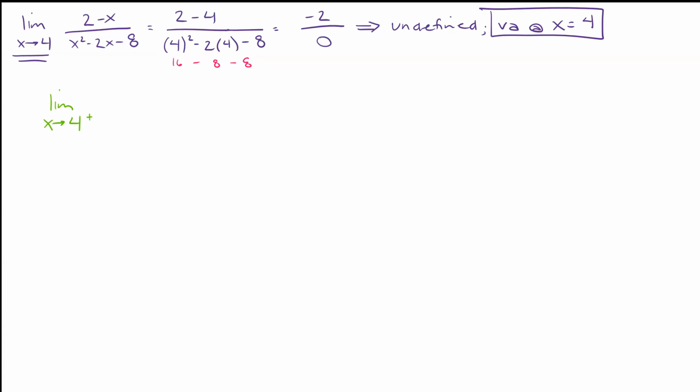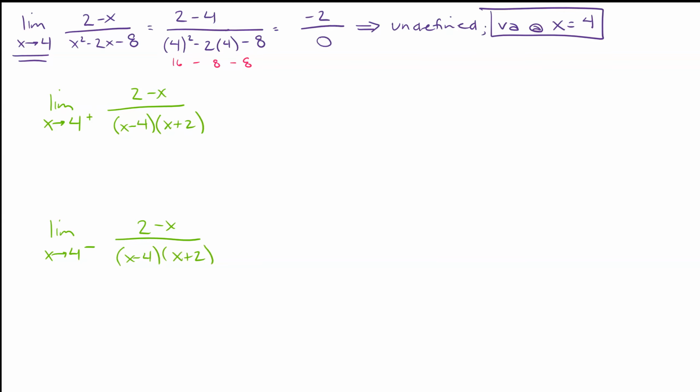I have the limit as x goes to 4 from the right of 2 minus x over x minus 4 times x plus 2. Double check your factoring just to make sure, but I double checked and I'm good. And I also have the limit as x goes to 4 from the left of 2 minus x over x minus 4 times x plus 2.